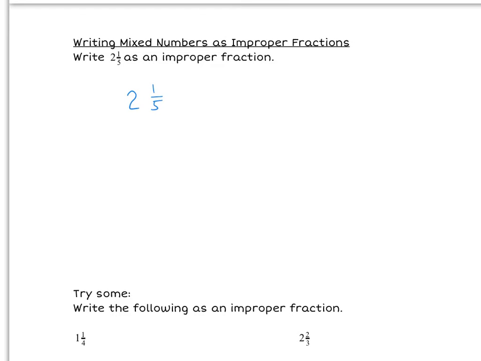Do you remember, Joey? Yeah. So you do 5 times 2 plus 1, and it would be 11 over 5. So we're going to do 5 times 2 first, says Joey. And then second, we're going to add 1. Oh, yeah. So we do 5 times 2.